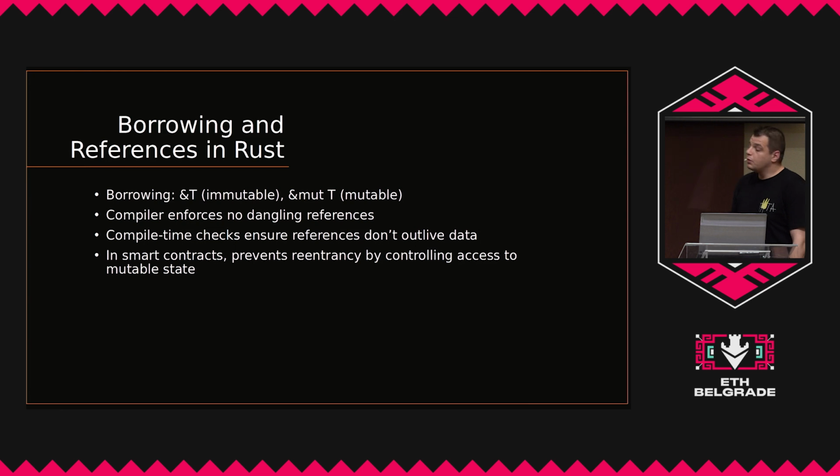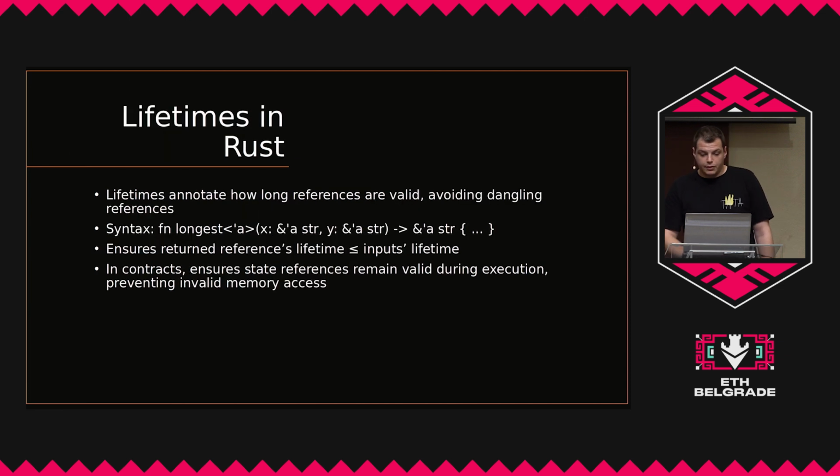Rust also has borrowing and references. Borrowing could be done in two ways, immutable and mutable borrowing. The compiler enforces no dangling references, and compile time checks ensure that references don't outlive the data itself. In smart contracts, this prevents reentrancy by controlling the access to the mutable state.